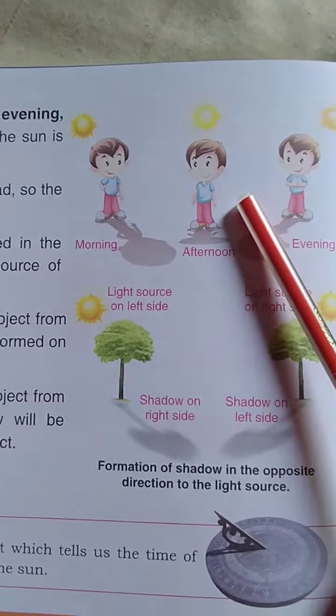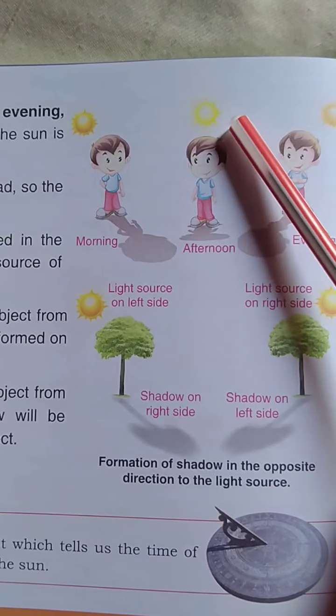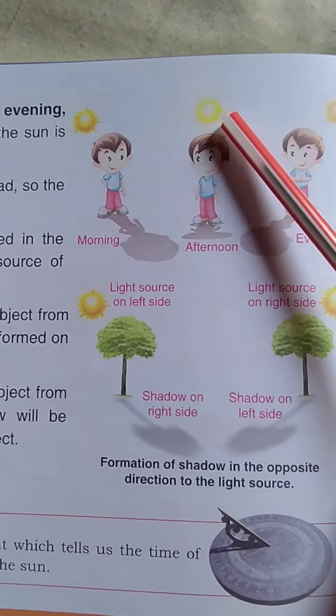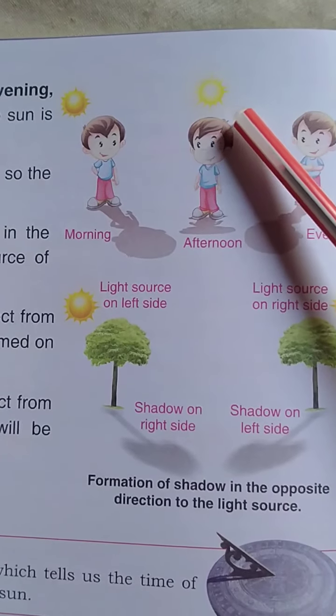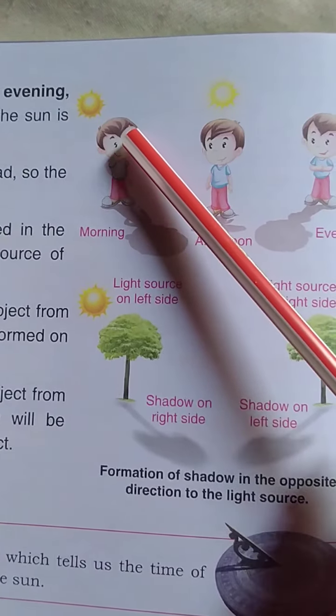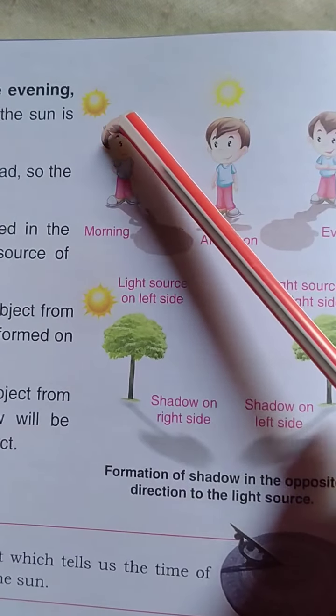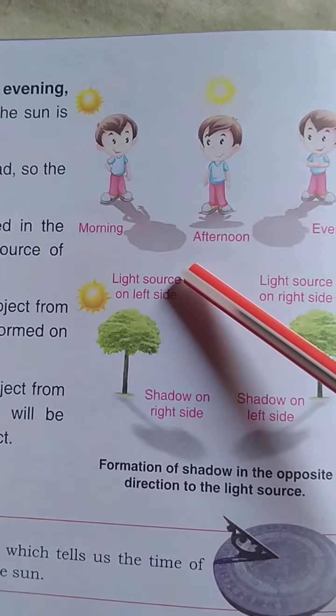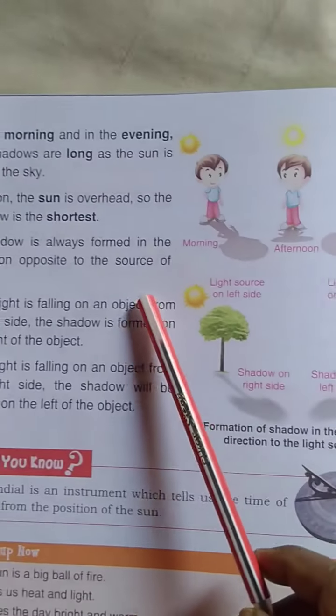See, at noon the sun is overhead. That is why our shadow is short. And in the morning, the sun is at the side, no? So that is why our shadow is long.